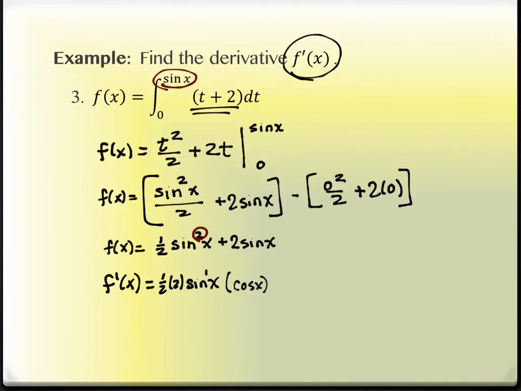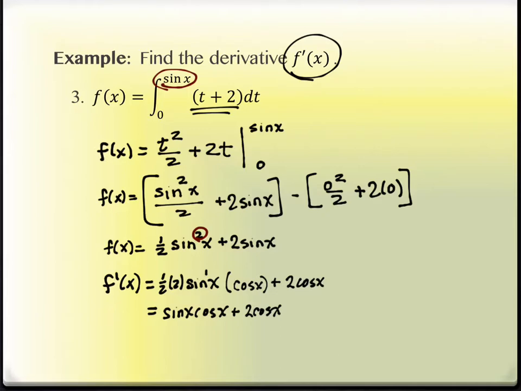Okay, and that's the first piece of the problem, the first term. The second term is just 2 sine x. So what's the derivative of 2 sine x? 2 cosine x. And if I just clean up a tiny bit, I really have sine x cosine x plus 2 cosine x, and I'm done. And there's nothing particularly crazy hard about what we just did.